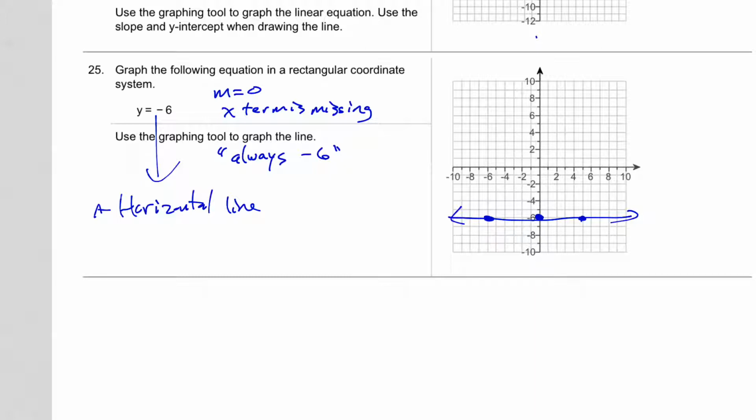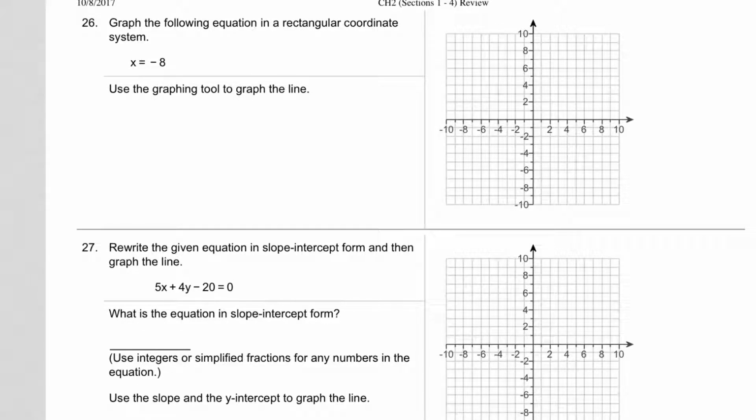Now the opposite scenario will come up in the next question, number 26. The graph is always -8 on the x. It's always x equals -8. So here's -8 for x, and it's always -8. So that means it doesn't matter if you go up or down, it's going to be -8. Okay, and that should just tell you that this is a vertical line.